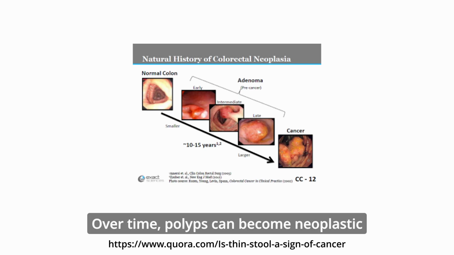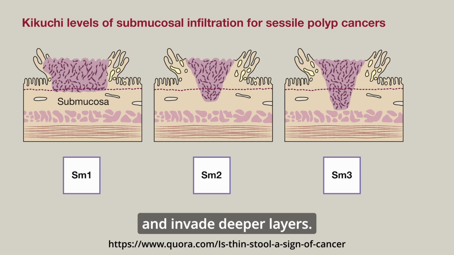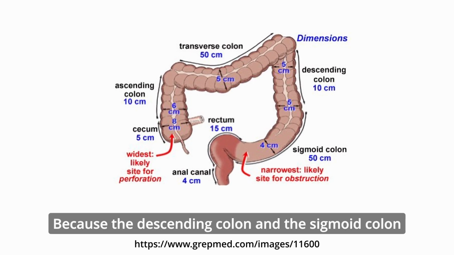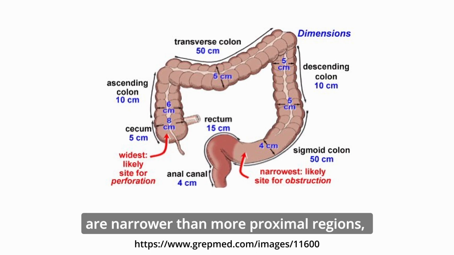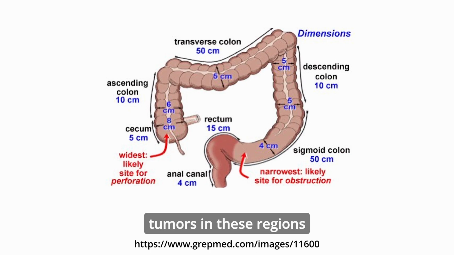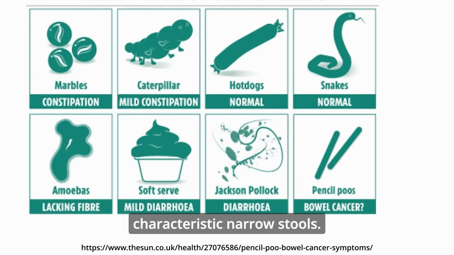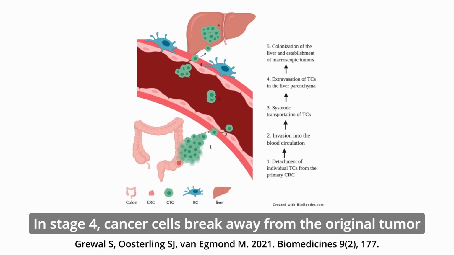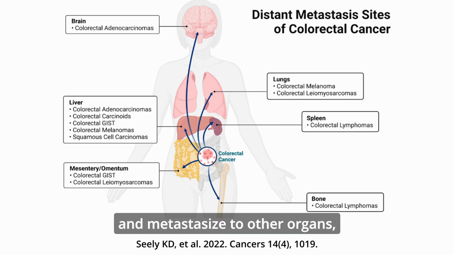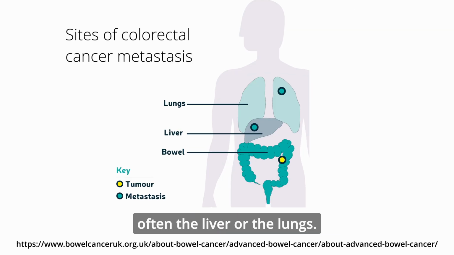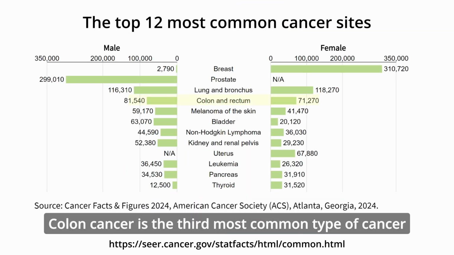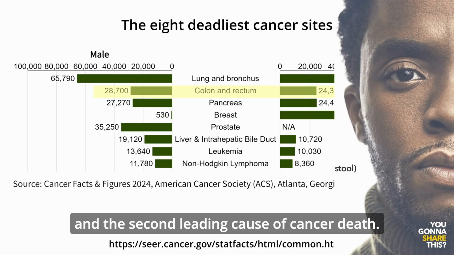Over time, polyps can become neoplastic and invade deeper layers. Because the descending colon and the sigmoid colon are narrower than more proximal regions, tumors in these regions may become symptomatic earlier and produce characteristic narrow stools. In stage 4, cancer cells break away from the original tumor and metastasize to other organs, often the liver or the lungs. Colon cancer is the third most common type of cancer and the second leading cause of cancer death.